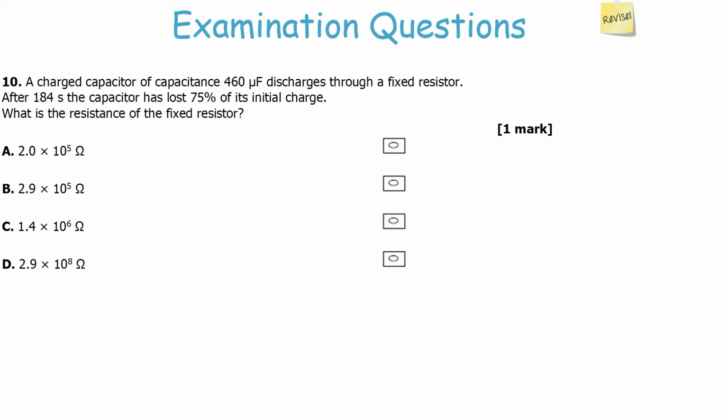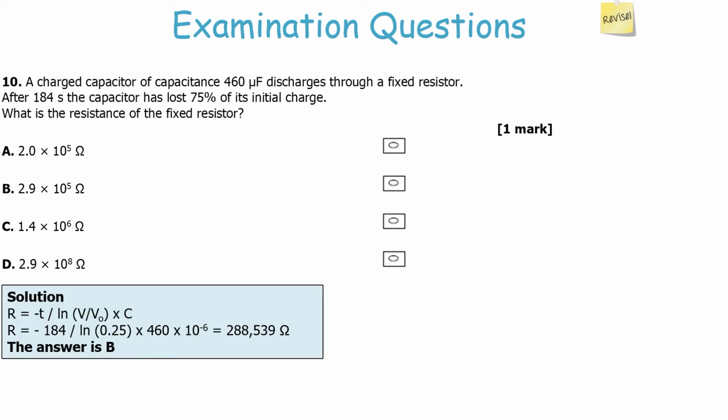Right, so how can we answer this question? Well, we've got to use our discharge equation for the capacitor, which is V equals V0 e to the power of minus t divided by RC. So we can rearrange and make R the subject. If we take natural logs of both sides and rearrange the equation, we get R, the resistance, is equal to minus t over ln(V over V0) times C. So we can then pop our numbers in.